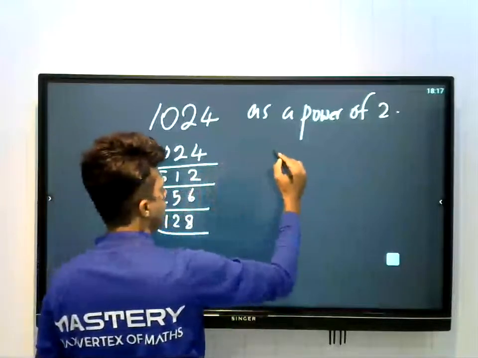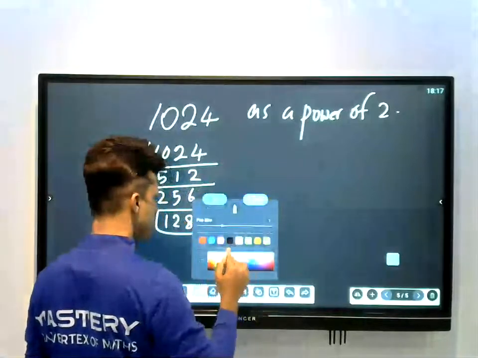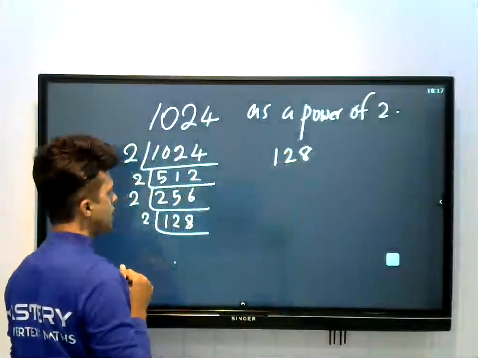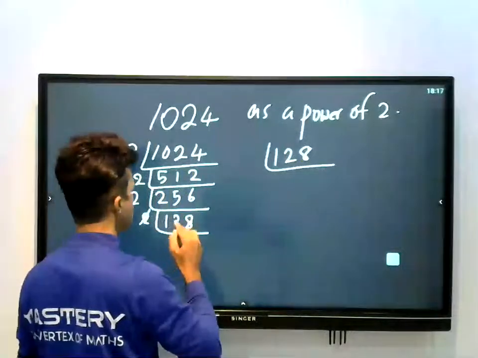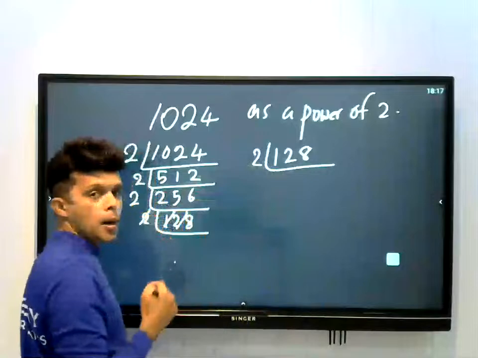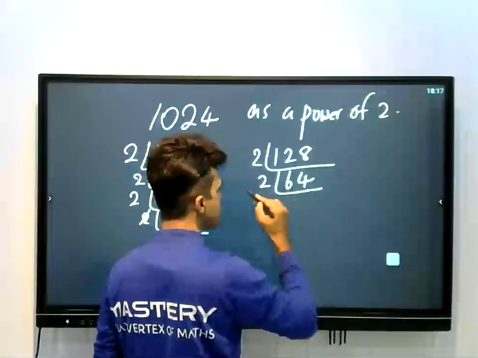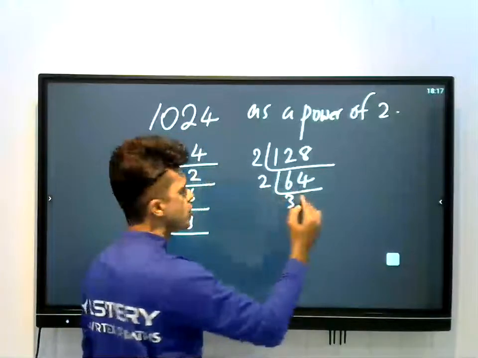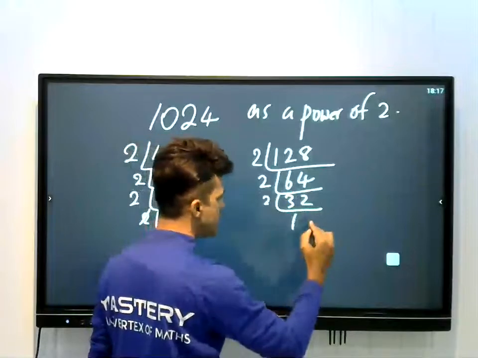So, 128, then after that it can be divided. 128 over 2, it's okay. So 64 here. Again, 6 upon 2 is 3. Then 4 over 2 is 2. Then here, 32 upon 2 is 16.